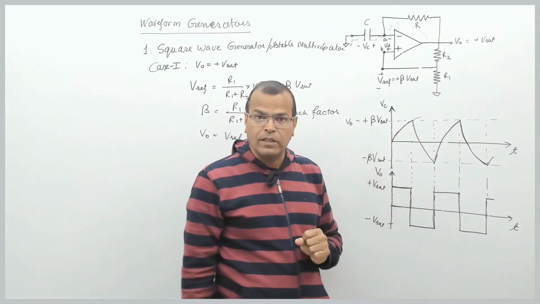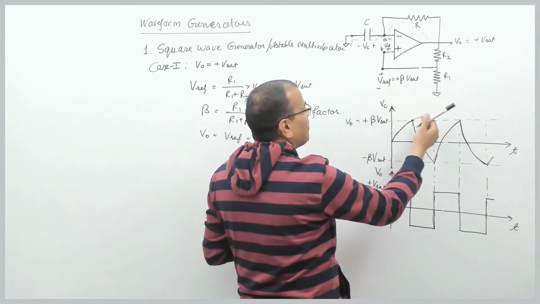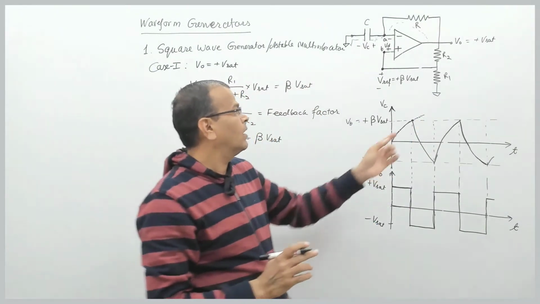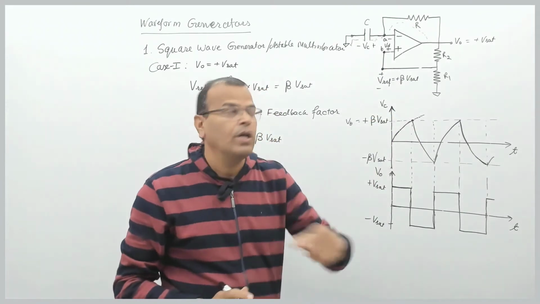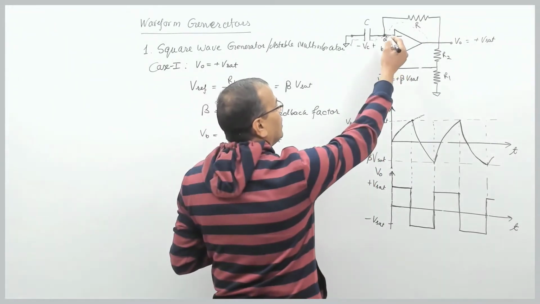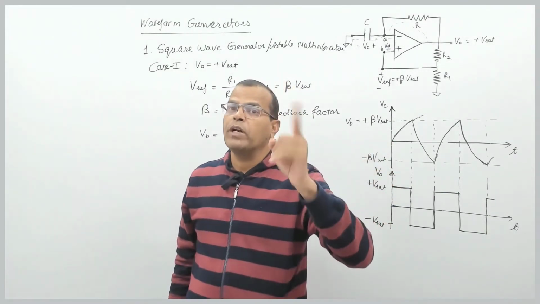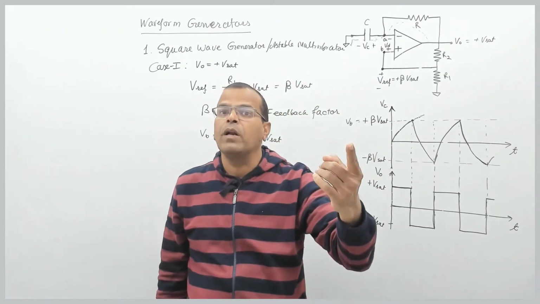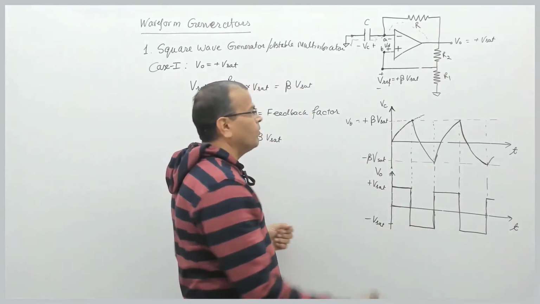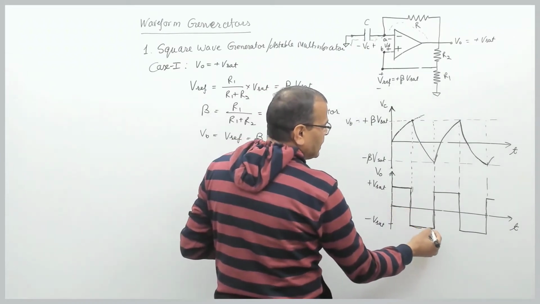But at this instant, what will happen? At this instant, voltage across capacitor is trying to become more than the voltage at node B. So that means your differential voltage will try to become negative, or we can say whenever voltage at inverting terminal is more than voltage at non-inverting terminal, differential voltage is negative and output will be minus Vset in this circuit. So from this instant onward, my output changes to minus Vset.